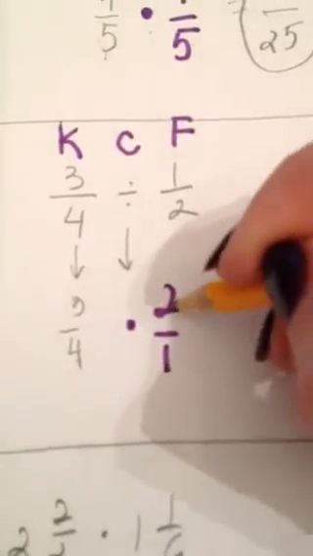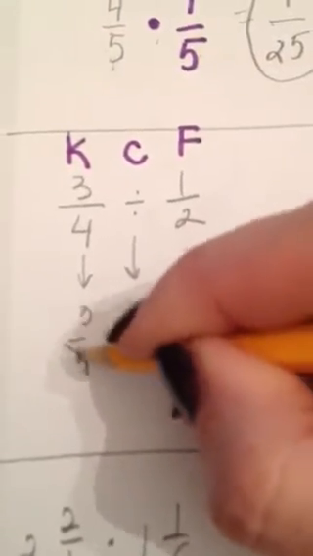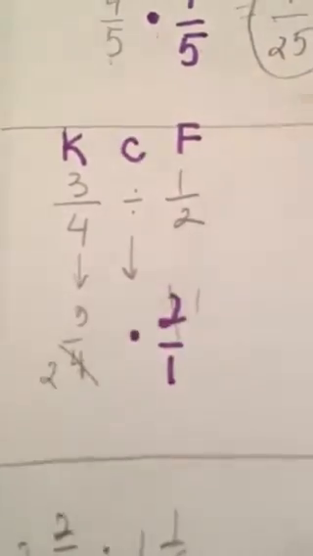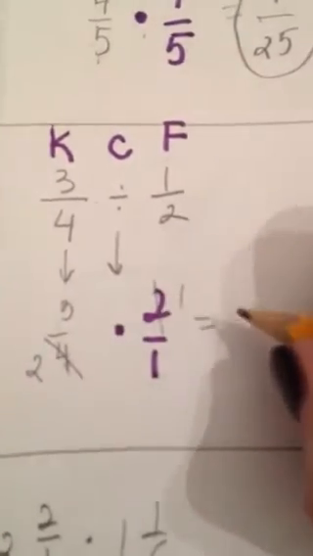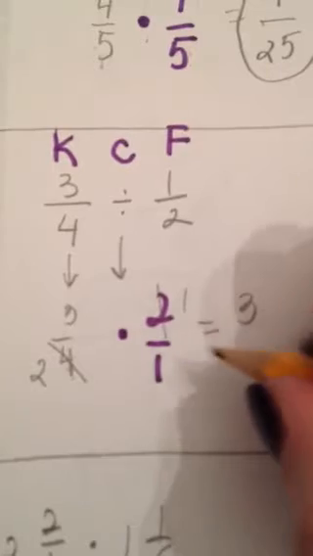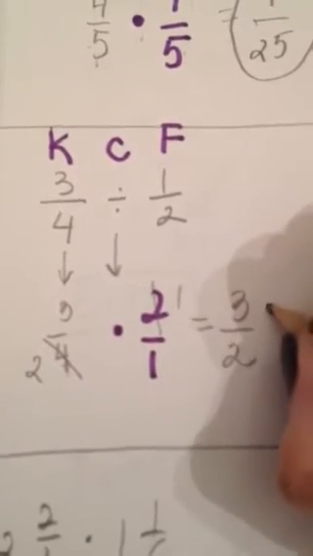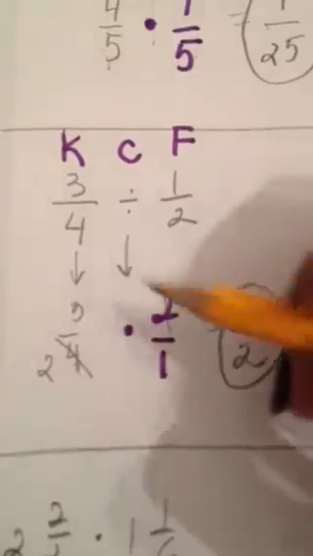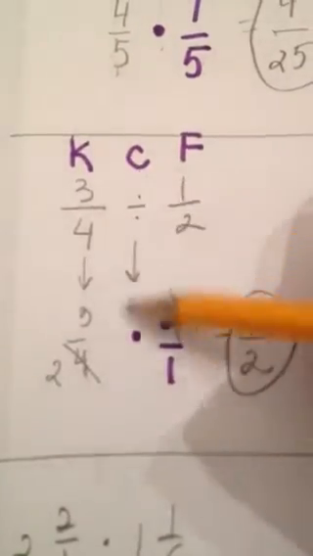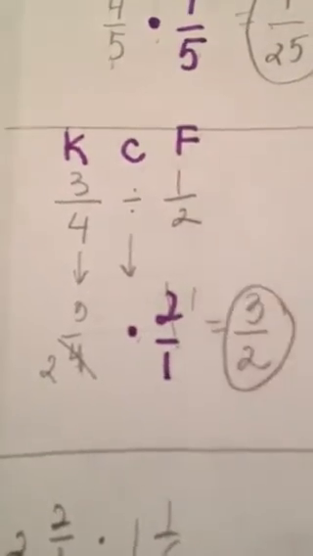So 2 divided by 2 is going to be 1. 4 divided by 2 is going to be 2. And there's nothing else we can do here, so this is going to be 3 times 1 is 3. 2 times 1 is 2. And that is in simplest form, so ta-da, that's done. Okay, so always keep, change it, and flip it. Last example I'm going to show you.